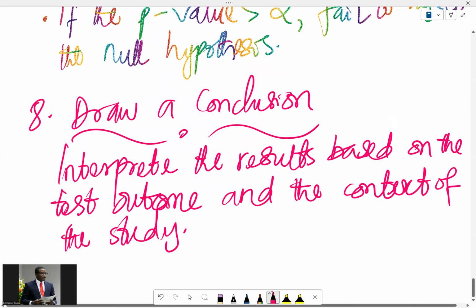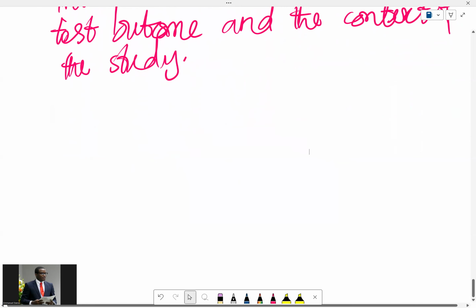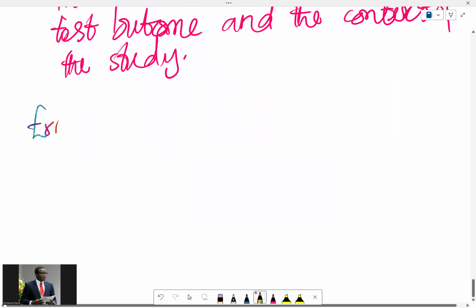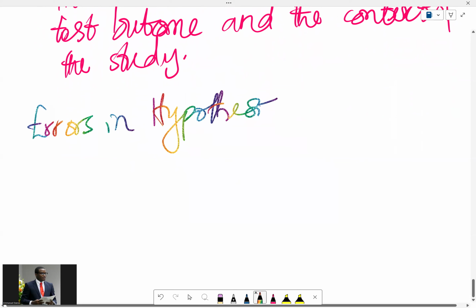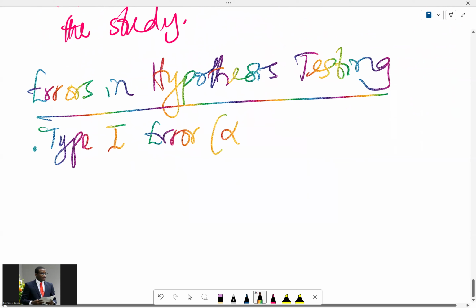Okay. Now, in doing all this, you have to be aware that there are possibilities of errors. So we get to talk about errors in hypothesis testing. There are two types of errors, basically. The first one is the type 1 error, which is called the alpha error.